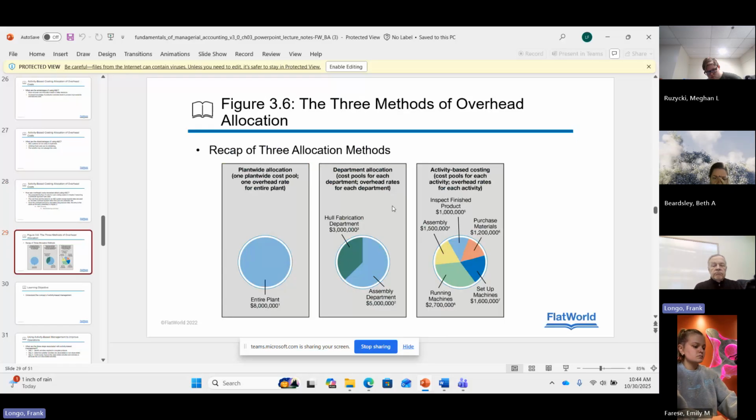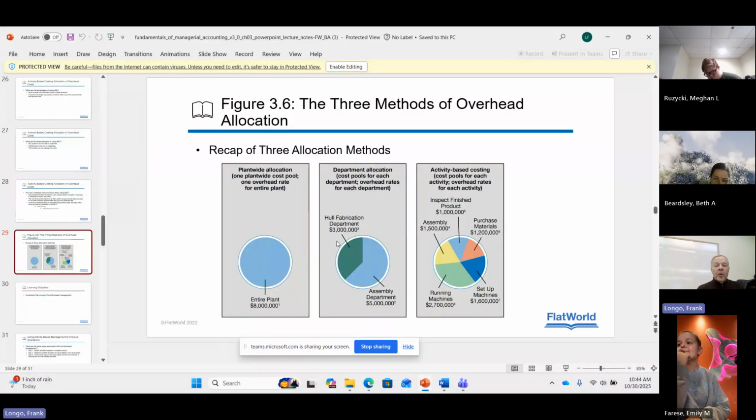depends on how many departments we have. If we have very few departments, we could just use a plant-wide rate. We can use activities. We just went over the activities. I'll just emphasize to you, in each of these methods, we are allocating $8 million. The entire plant was $8 million.